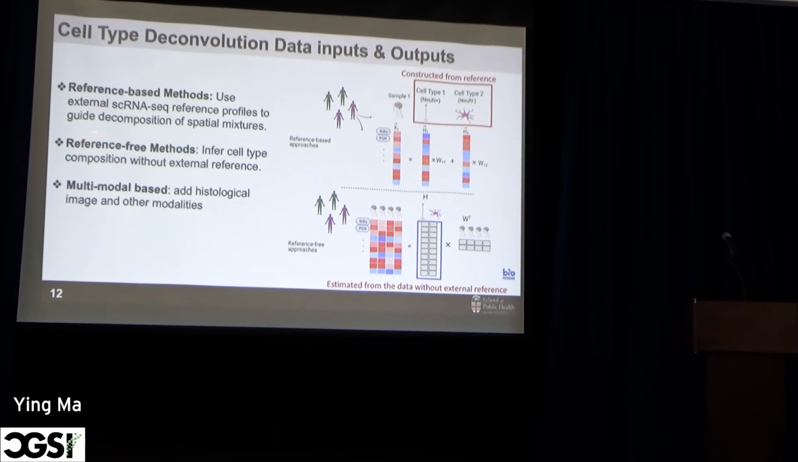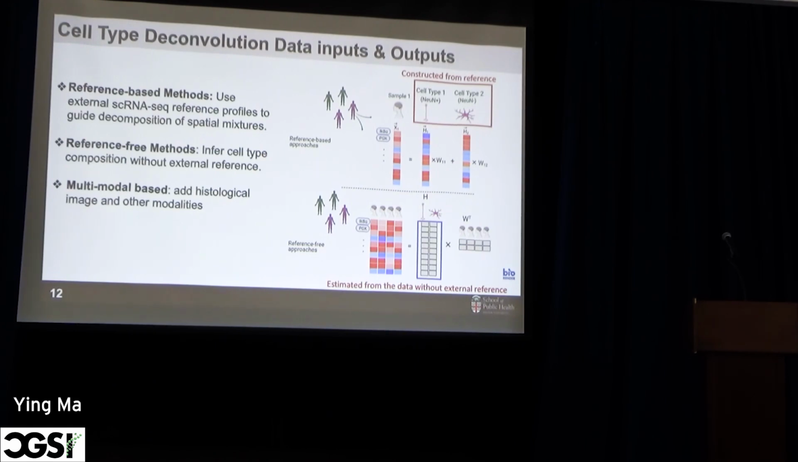The first category is what we call the reference-based method. It utilizes external single-cell reference profiles to guide the decomposition of spatial mixtures. This means that given the gene expression data, if you have prior knowledge about which cell types exist in the tissue and their cell type specific gene expression, which you can obtain from the single cell profile, you can finally get the cell type proportions.